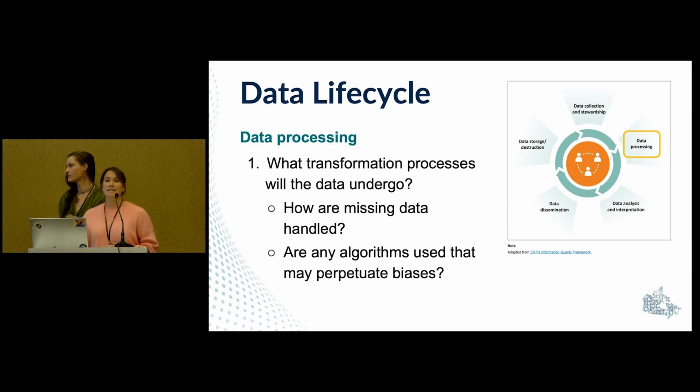How are missing data being handled? And are we perpetuating any biases by how we're categorizing information? So again, this morning we talked about always having the reference category being a certain group of people when that may not always be appropriate, especially when we're considering health equity data.